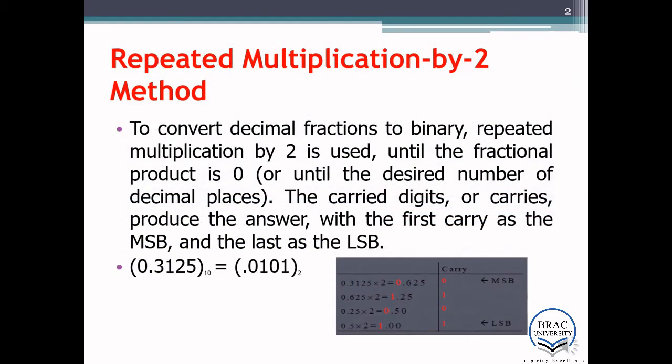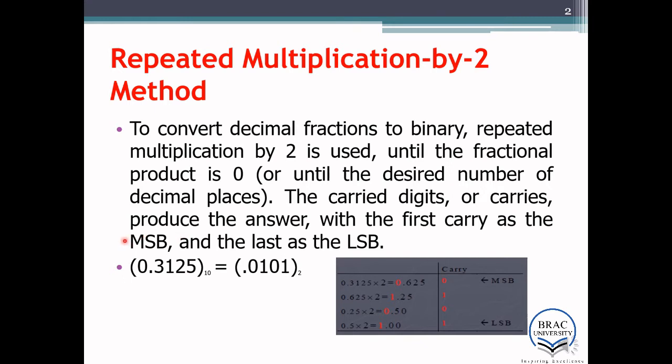Okay, so in this approach, the repeated multiplication by 2 method. To convert decimal fractions to binary, repeated multiplication by 2 is used until the fractional product is 0 or until the desired number of decimal places. The carry digits produce the answer, with the first carry as the MSB and the last as the LSB.